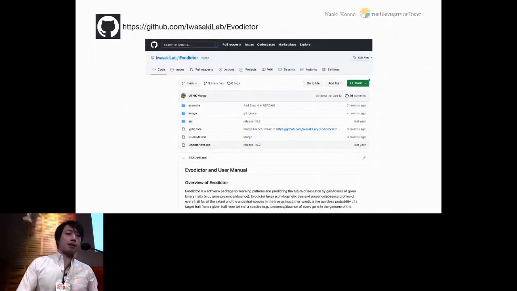So our evodictor is available in GitHub. You can freely use this tool to do prediction of genome evolution for your own dataset. What you need is just a phylogenetic tree and phylogenetic profile. So you can apply our evodictor to any dataset of your interest just tomorrow. And also, our evodictor doesn't assume anything about gene gain loss evolution, so this can also be used for phenotype evolution, for example. If you have a phylogenetic tree and some table of phenotypes, that can also be analyzed by the evodictor software.